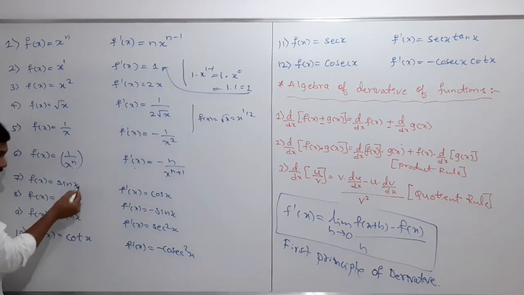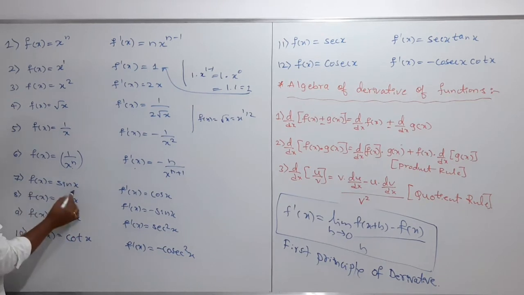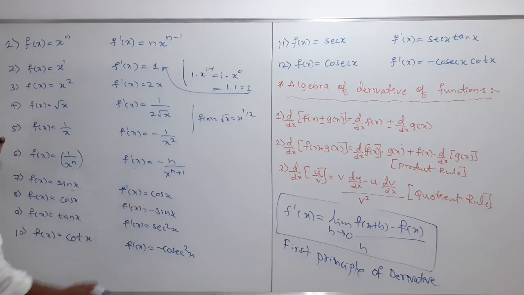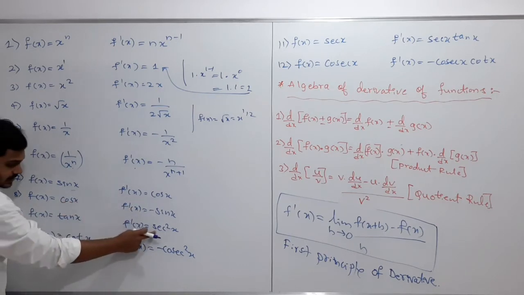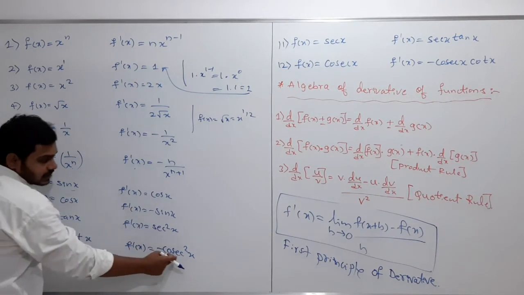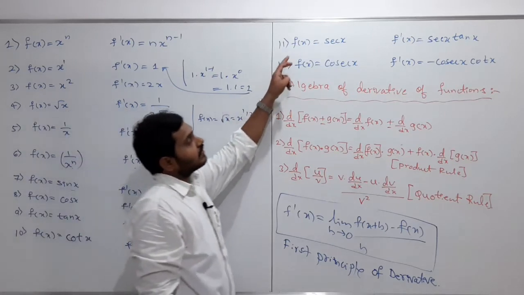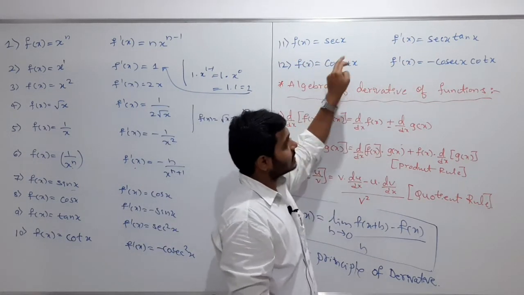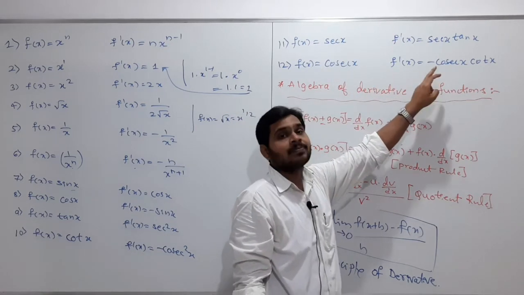If the function is a trigonometric function, like f of x equals sin x, then its derivative is cos x. Like that, if the function is cos x, then the derivative of cos x is minus sin x. The derivative of tan x is secant square x, and cot x is minus cosec square x. And if the function is sec x, then the derivative is sec x into tan x. If the function is cosec x, then the derivative is minus cosec x into cot x.